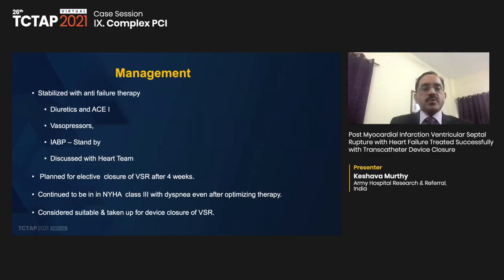He was stabilized with anti-heart failure therapy. He was aggressively managed with diuretics, ACE inhibitors, vasopressors. IABP was on standby. He was discussed with the heart team and it was decided to electively close the ventricular septal rupture after 4 weeks. After 4 weeks, he was re-evaluated and chosen for transcatheter closure.